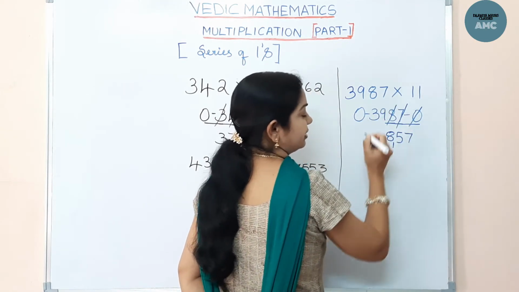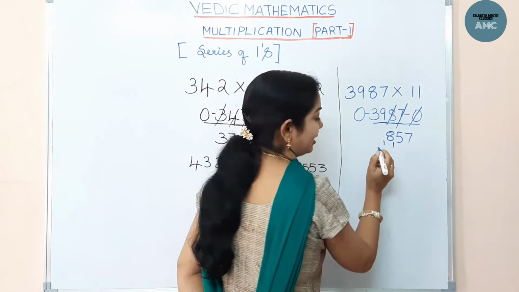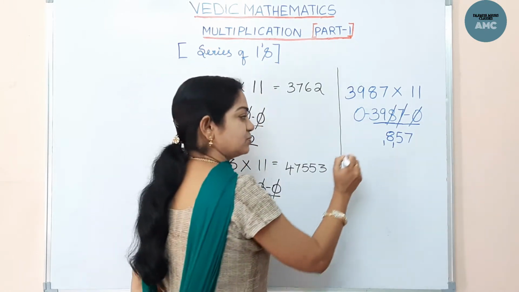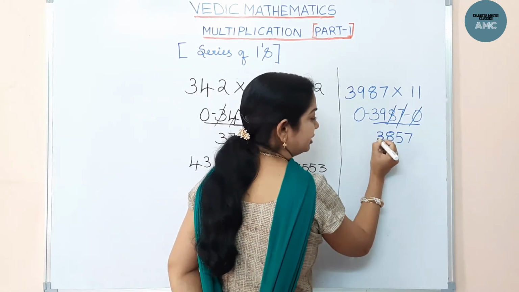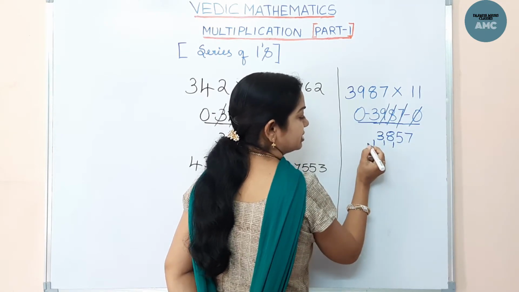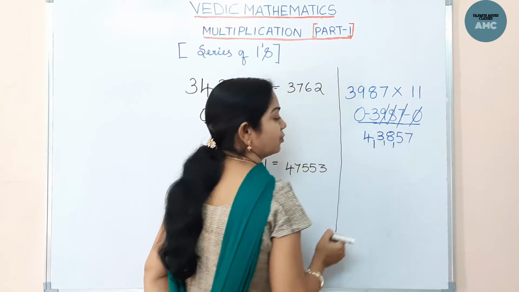Now leave the rightmost. Take other 2. 9 plus 3 comes to 12. 12 plus 1, do not forget to add the carry. 12 plus 1 is 13. So 3 carry 1. Leave the rightmost. Take 2. 0 plus 3 is 3. Add the carry. So 3 plus 1 is 4.